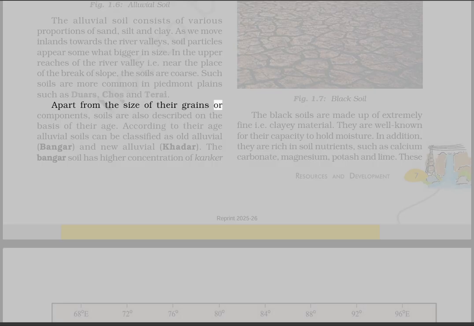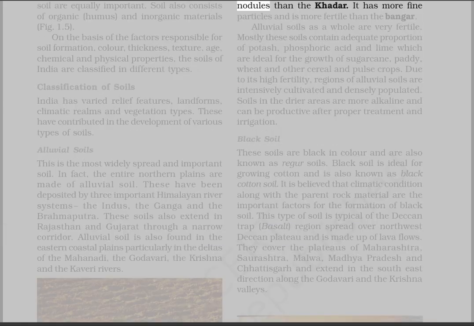Apart from the size of their grains or components, soils are also described on the basis of their age. According to their age, alluvial soils can be classified as old alluvial, Bangar, and new alluvial, Khadar. The Bangar soil has higher concentration of kankar nodules than the Khadar. Khadar has more fine particles and is more fertile than the Bangar. Alluvial soils as a whole are very fertile.